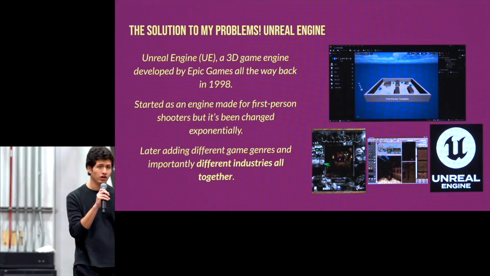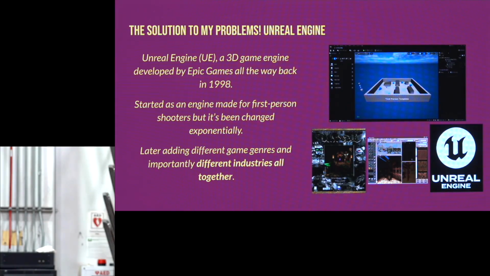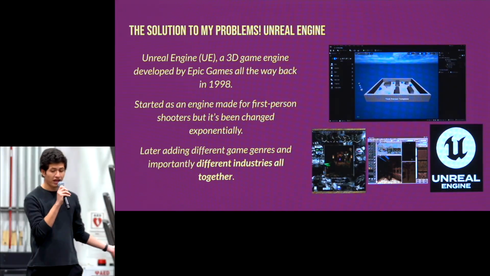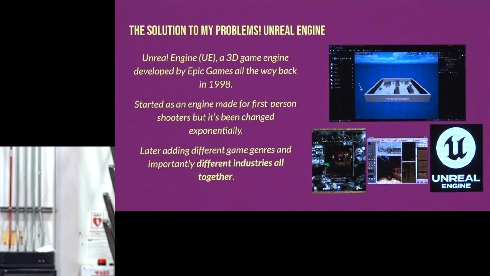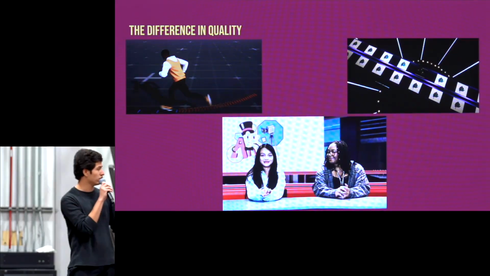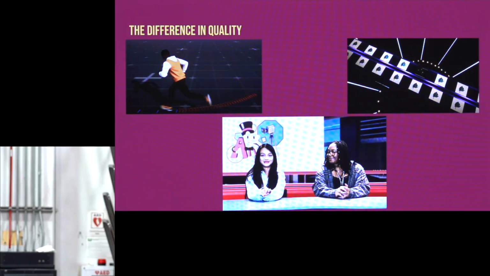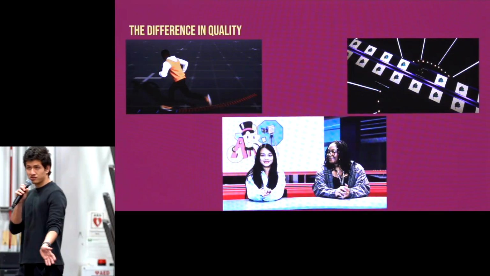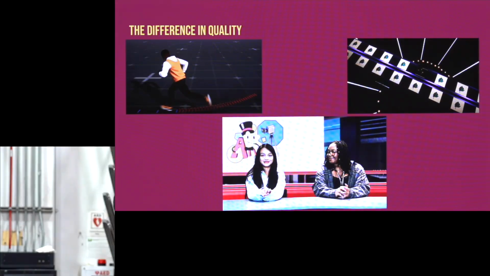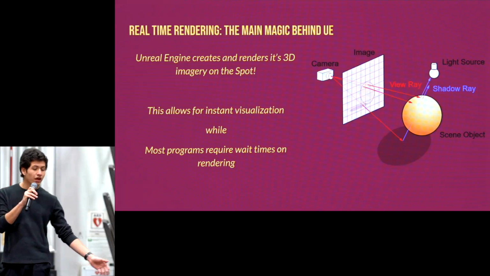My solution? Unreal Engine. Unreal Engine was a game engine developed in 1998 by Epic Games. It was originally developed as a first-person shooter engine, but it's been developed since then to be used for other game engines and additionally other industries. Here's an example of the quality. Top left is some example of animation. Top right is some set design done in Unreal. Bottom is work that I've done in making a really nice background for ATV.